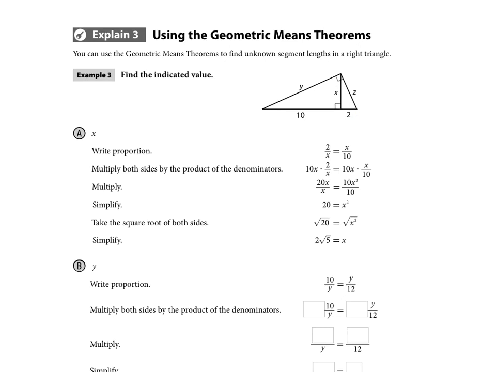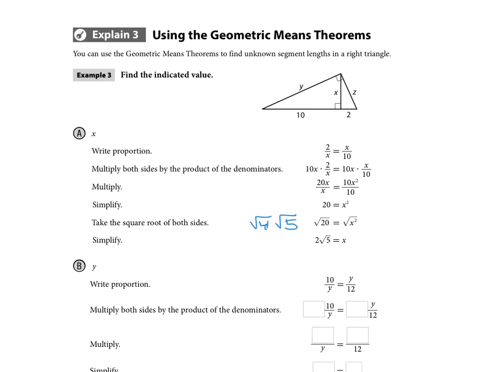So we're going to set up our proportion 2 to x equals x to 10. Cross multiply, we get x squared equals 20. And taking the square root of 20, we get 2 radical 5. Because remember, we can pull that square root into its two pieces of square root of 4 and square root of 5, and the square root of 4 simplifies.